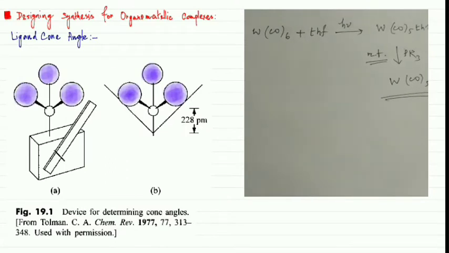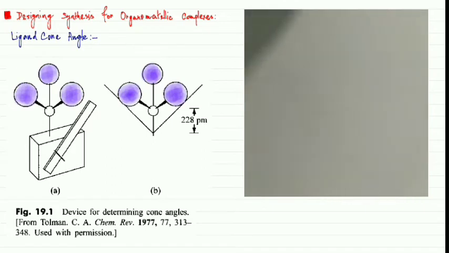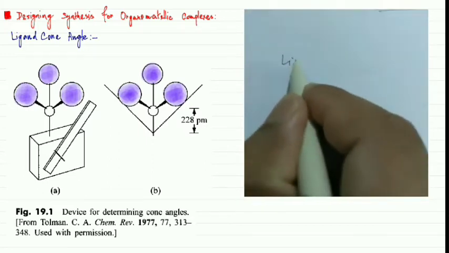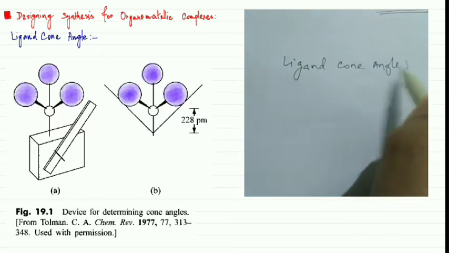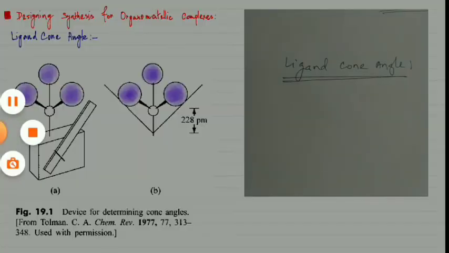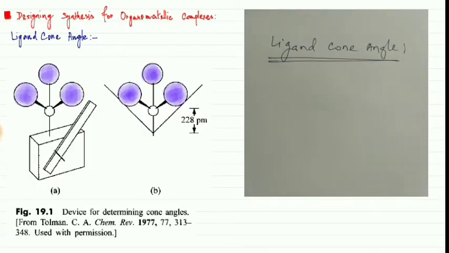So now let us discuss a very interesting point in the substitution reaction, which is the ligand cone angle. This ligand cone angle is very important for designing a synthesis of organometallic complexes. Okay, so what is the ligand cone angle?